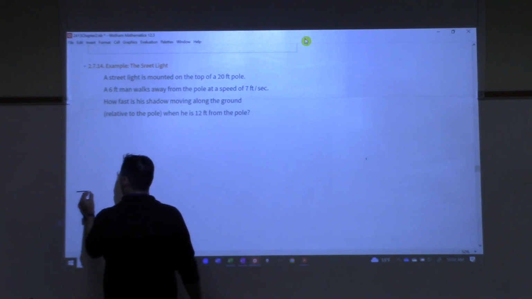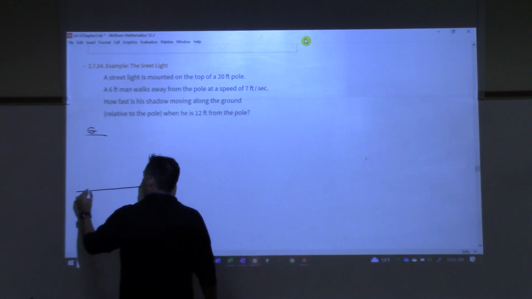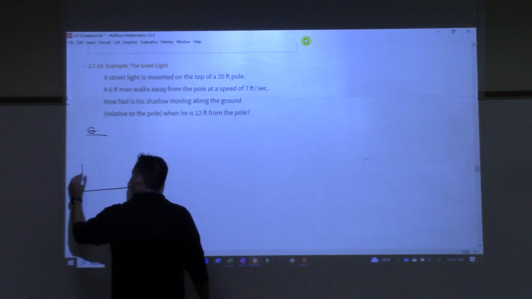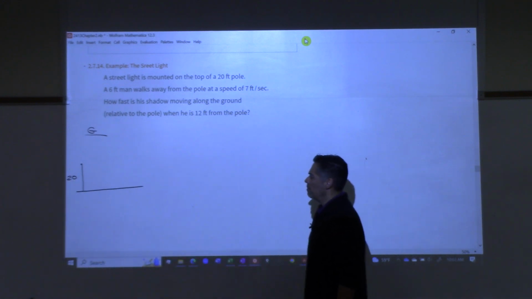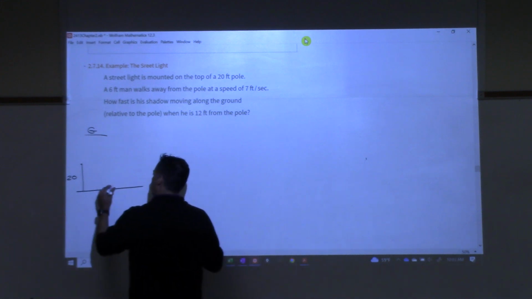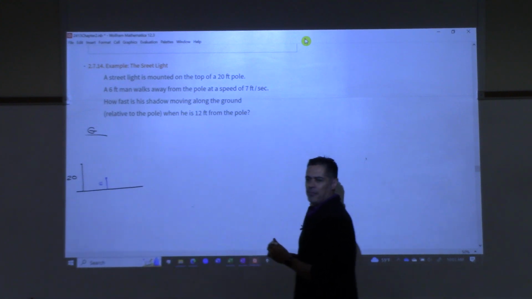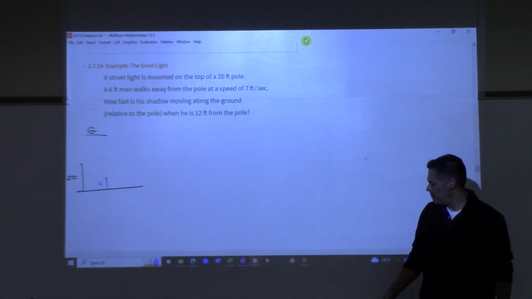Okay, my general picture, got the ground, put G for general. Here's my pole. Okay, my pole is 20 feet. That doesn't change, right? 20 feet. I have my person, which is 6 feet. I'll do him in blue. Put 6 there. I'm just going to draw him as a stick with a dot on the top. My man.